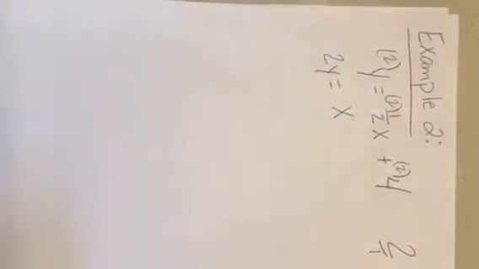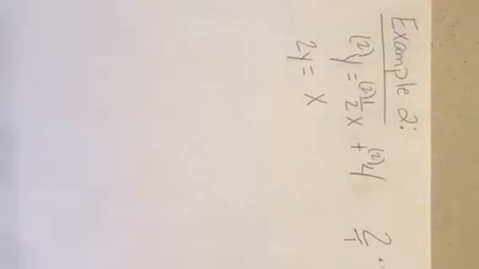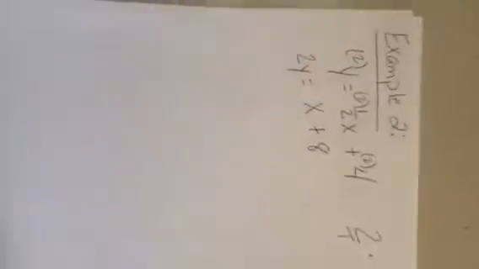2 over 2 is 1. So that leaves me with 1x. Do I need to write the 1? No. Can I? Yes. But I don't because I don't want to waste my ink or my time. Now I'm going to multiply 2 times 4, which is 8, and that's a plus 8.